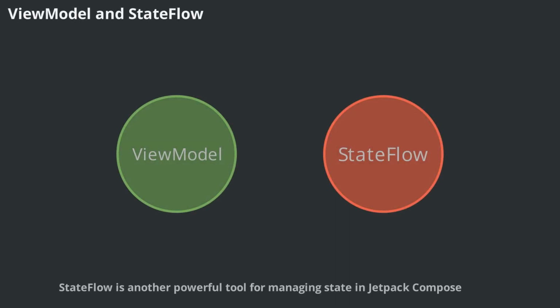StateFlow is another powerful tool for managing state in Jetpack Compose. By combining ViewModel with StateFlow, you can handle state updates reactively and ensure the UI remains in sync with the underlying data. StateFlow is ideal for scenarios where you need to observe and react to continuous state changes, providing a modern, coroutine-based approach to state management.